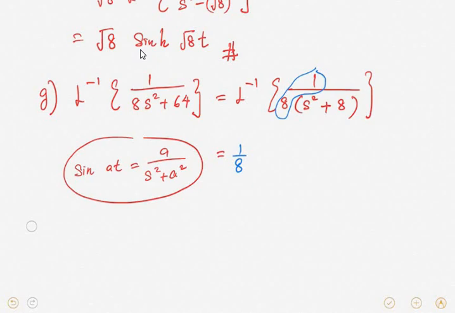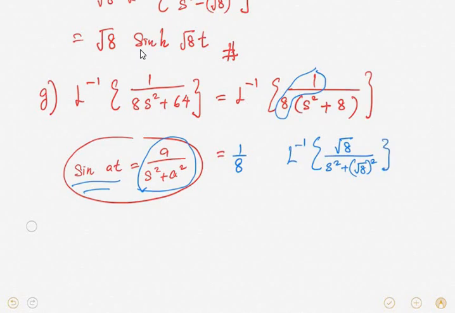And then we want to change to the sin at. So we need to follow the format like this. So inverse Laplace transform of square root of 8 over s squared plus square root of 8 to the power of 2. Okay, but we need to remain the value of this one. We need to remain the value. So we need to divide with 1 over square root of 8. So the answer will be 1 over 8 times 1 over square root of 8 sin.